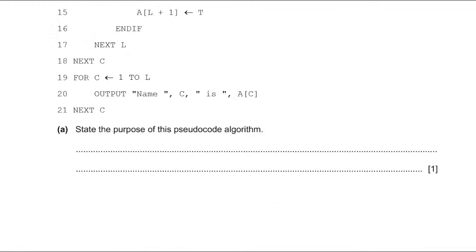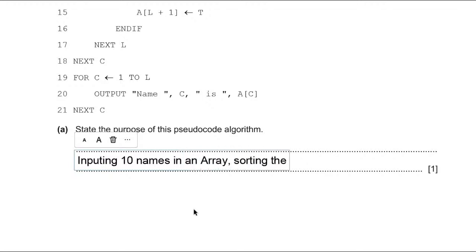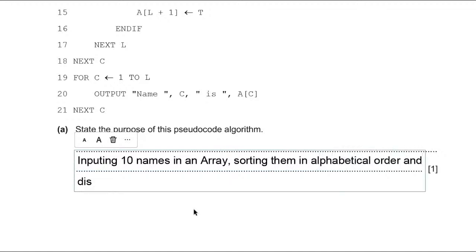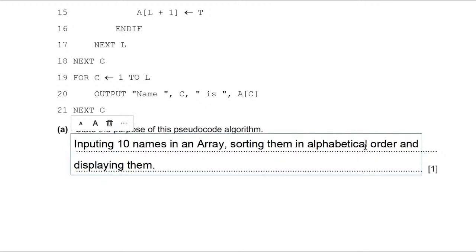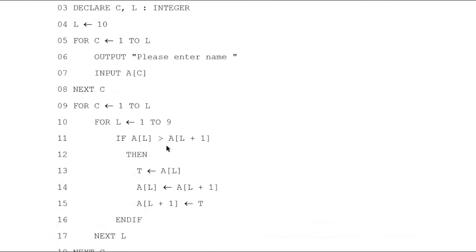State the purpose of this pseudocode algorithm. Well, simple. Inputting 10 names in an array, sorting them in alphabetical order and displaying them. That's what this algorithm is doing. And how do I know it is sorting them in alphabetical order? Because of this. If we are going in ascending or alphabetical order, we use this. If we are going in descending order, we use this sign.